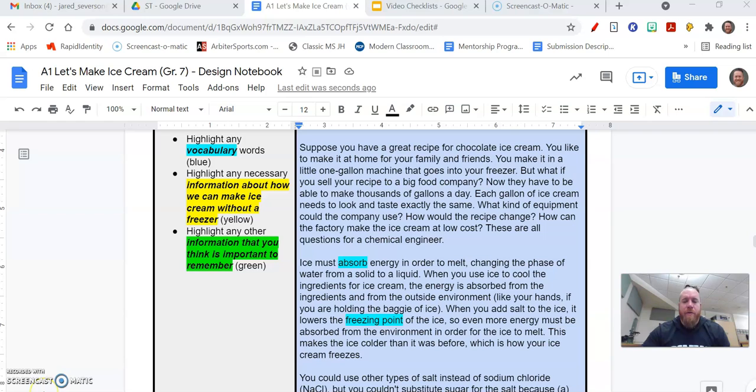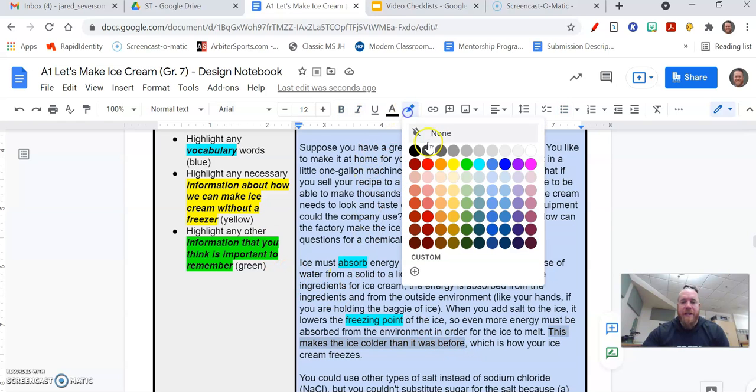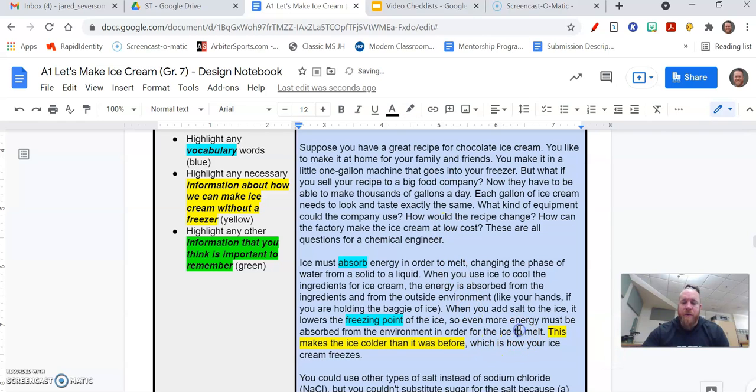Now that you have some other vocab words highlighted, we also have information about how we can make ice cream without a freezer. And so we're going to highlight this in yellow. And so one of the things that I noticed, you will probably have some other things highlighted as well, but it's this sentence right here. This makes the ice colder than it was before. So this I'm going to highlight in yellow because it actually talks about we can actually make something colder by having some sort of chemical reaction take place. And that's what we're going to explore through this process.